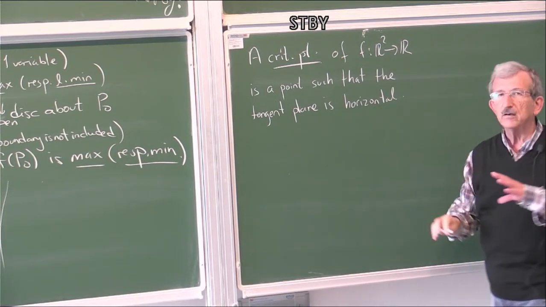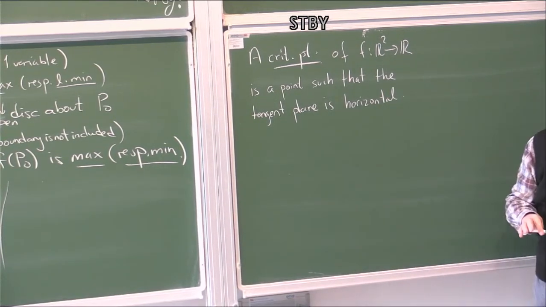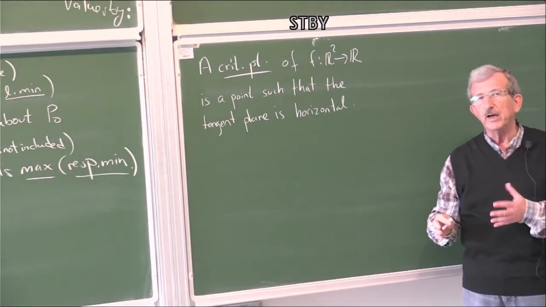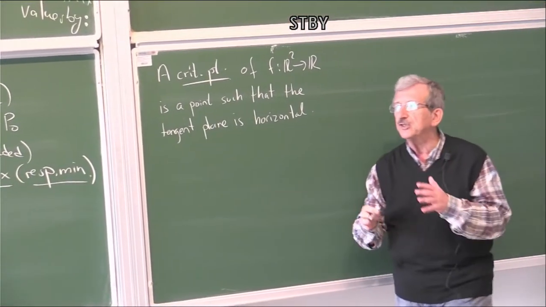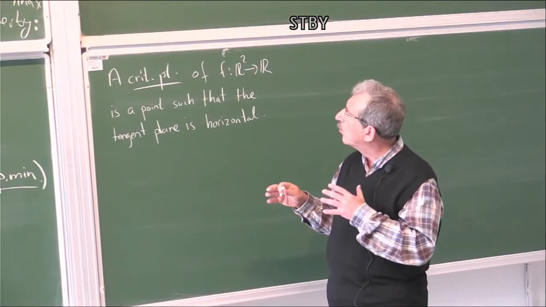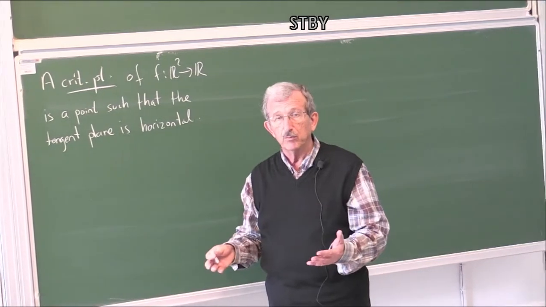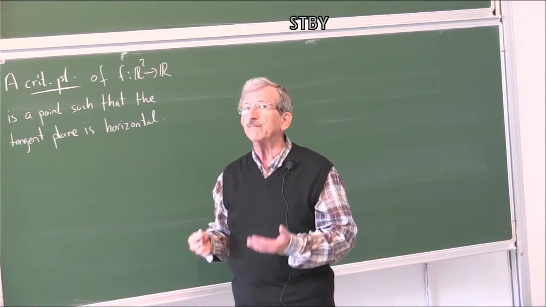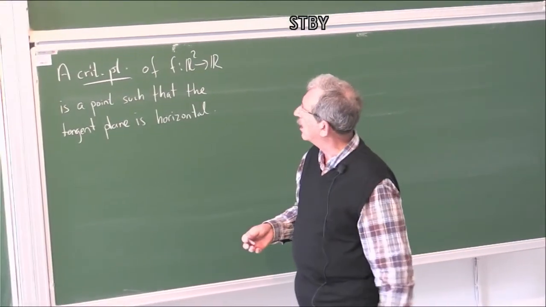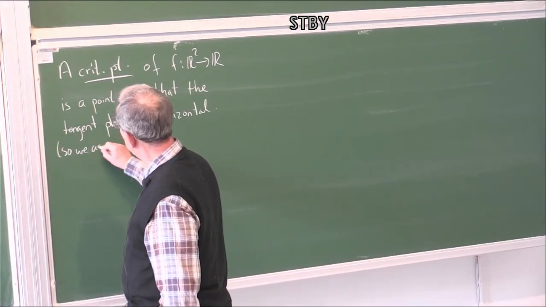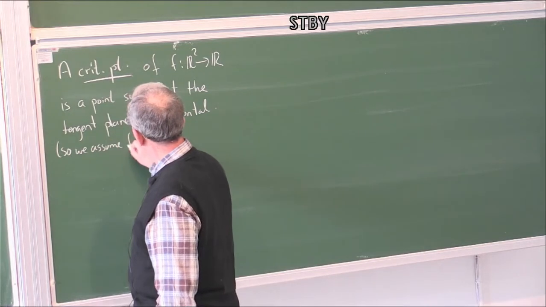So here, it should be noted that because we define this geometrically by using the existence of the tangent plane, we are assuming there is a tangent plane. Well, this is so exactly when f is differentiable again. So we assume f is differentiable.